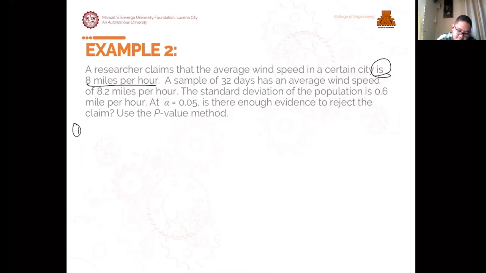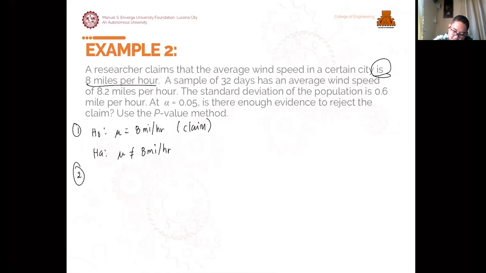So sa first one, null hypothesis and alternative hypothesis. So null hypothesis natin is 8 miles per hour, no? And then yung alternative hypothesis natin ngayon will be not equal ng 8 miles per hour. Okay? Anong claim natin? Ito yung claim natin. Okay? Next is test for the test value.